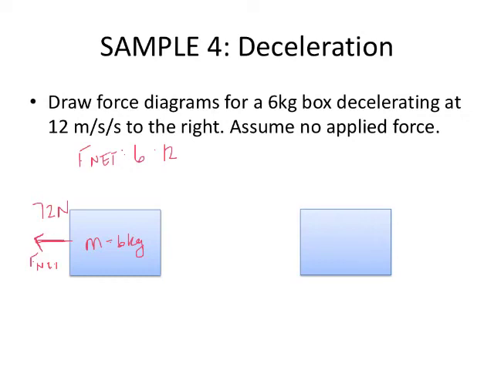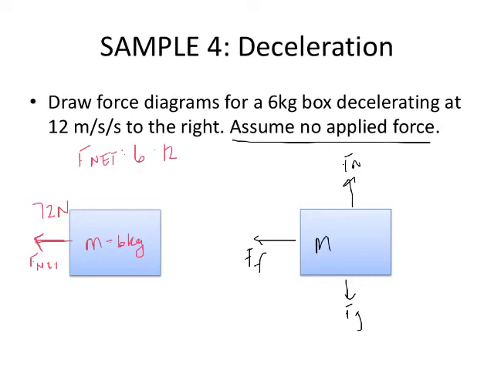So, for the force diagram, we have to draw on our forces that exist, and this says assume that there's no applied force. So essentially what happened is you've got something that's coasting, and it's slowly coming to a stop. So this something has a force of gravity, it has a normal force, and it has a force of friction.